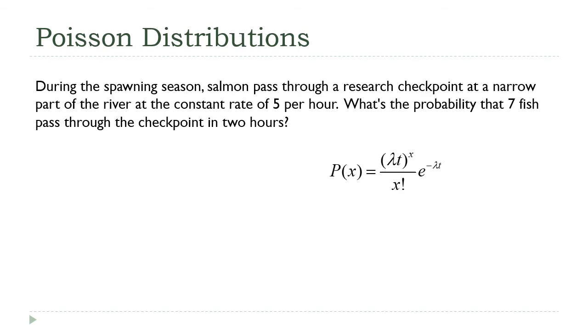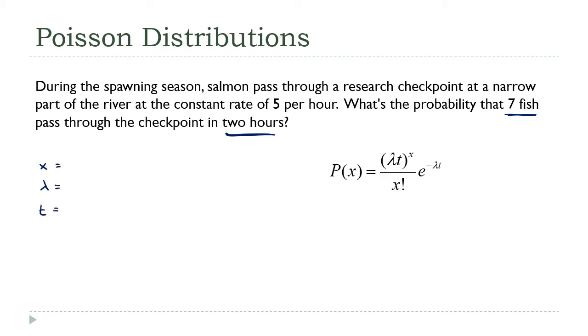All right, so I've got an example where we're back to the salmon run that I talked about in the last lecture. And now I've narrowed this to a specific question. I want to know what's the probability that 7 fish pass through the checkpoint in 2 hours. So let's look at our three variables: x, lambda, and t.